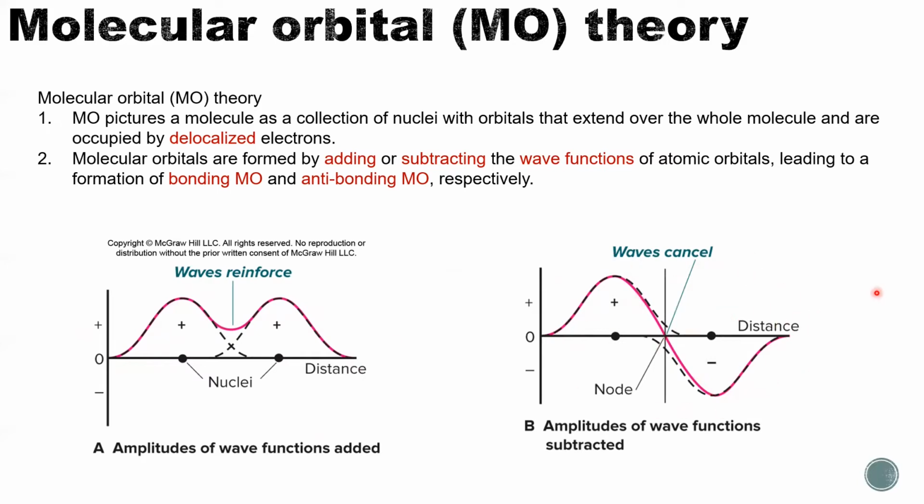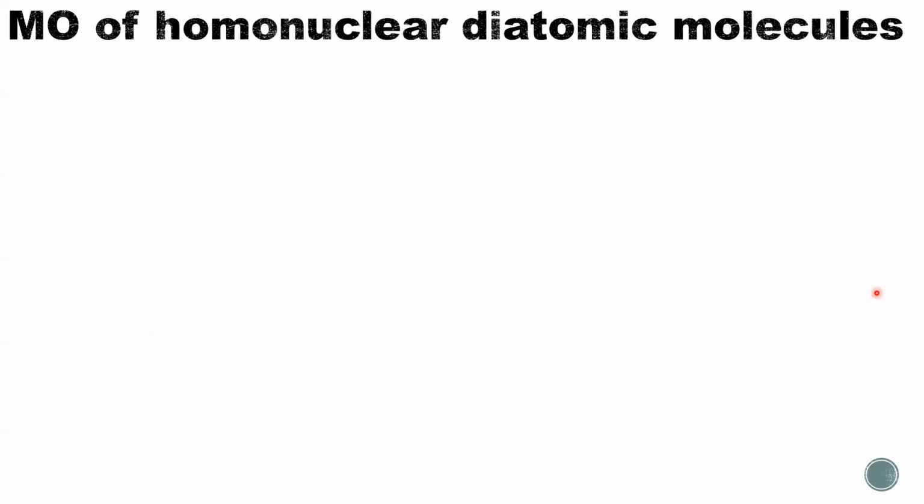So we will start with a simple case, the molecular orbitals of homonuclear diatomic molecules. Homonuclear means these two atoms in the molecule are the same. Diatomic molecules means there are only two atoms in the molecule. So for example, hydrogen.